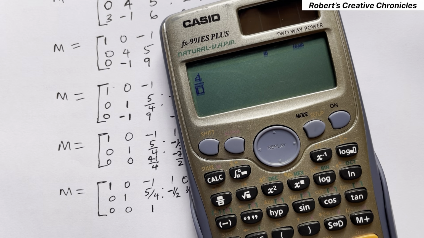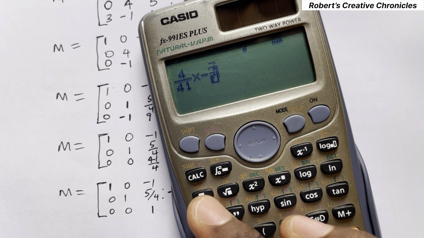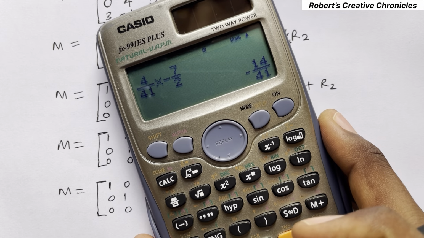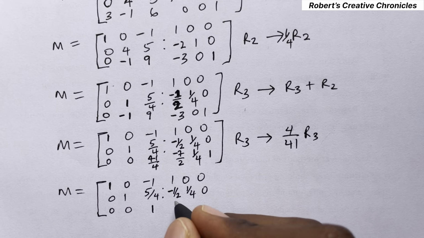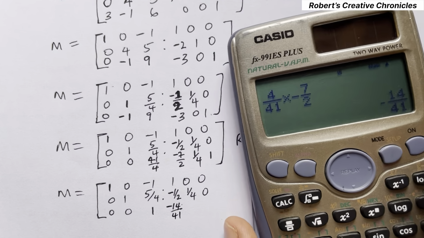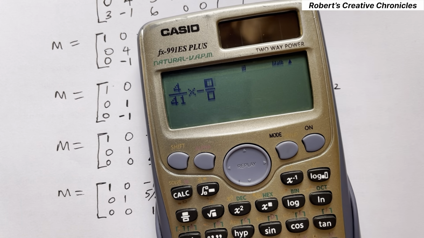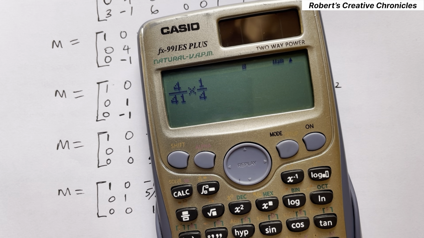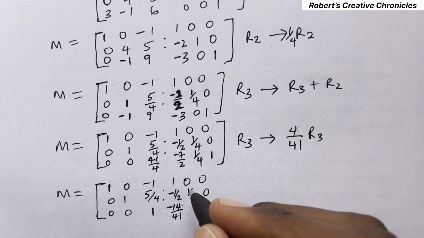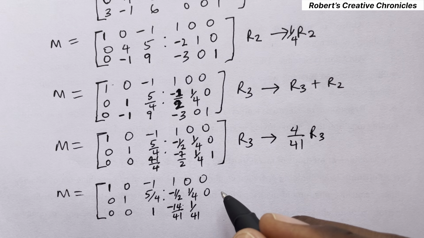Then 4 over 41 times negative 7 over 2 is negative 14 over 41. Then the next one is times 1 over 4. This is 1 over 41. Then the last one is times 1, which is 4 over 41.